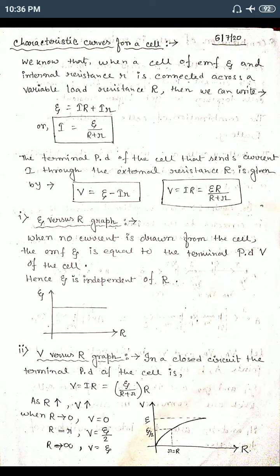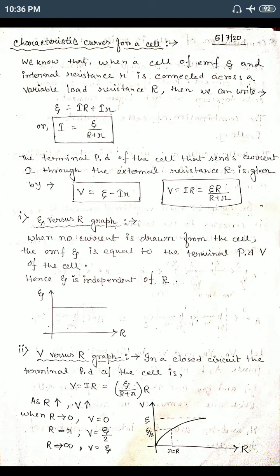So the characteristic curve E versus R looks as shown in this figure, parallel to the x-axis. It does not depend upon the resistance. If we increase the value of the resistance, the EMF will be the same.